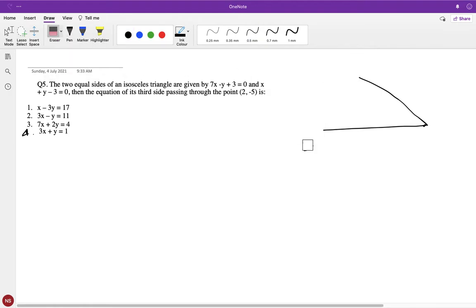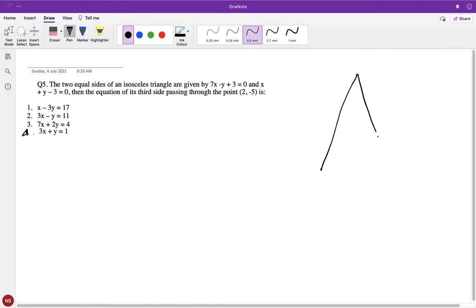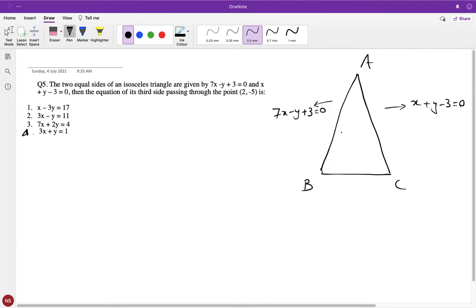Let me redraw, because I want to draw an isosceles triangle. So this is point A, this point B, and C. So this looks like an isosceles triangle ABC. If this equation is 7x minus y plus 3 is equal to 0, and this equation is x plus y minus 3 is equal to 0, these two sides are equal, so these two angles are equal. BC passes through the point (2, -5). They are asking me the equation for BC.